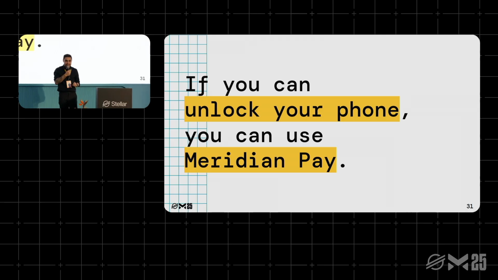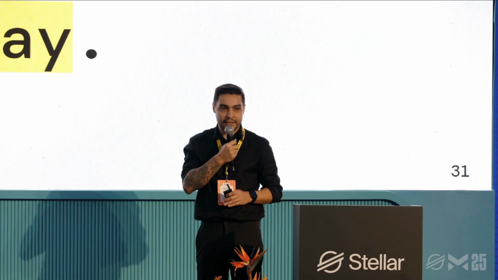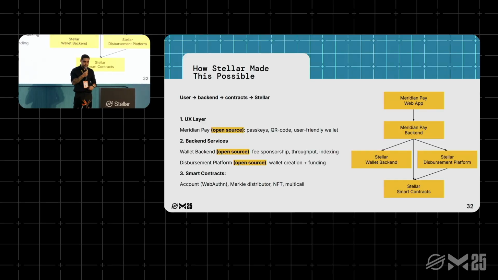So bottom line is, if you can unlock your phone, you can use Meridian Pay. That was the UX baseline that we set out to hit since the beginning. But let's take a look under the hood and understand the pieces that compose this application. So on the top, we have the Meridian web app with passkeys, with recovery building, with QR code payment flow that anyone here can experience.